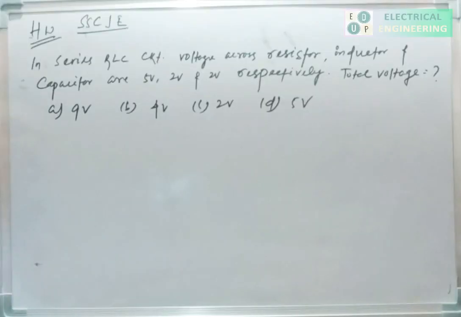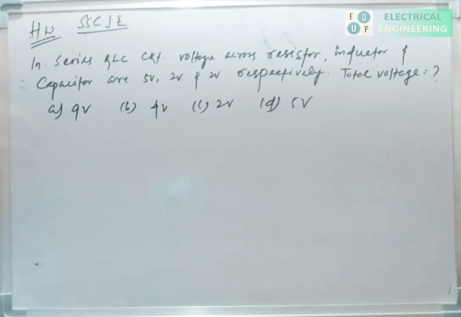So let's start today's session. Before that, let me solve the homework question of lecture 3 part 1 that is related to series circuit. Okay, so let us solve that first. The question was: in a series RLC circuit, the voltage across resistor, inductor and capacitor are 5 volt, 2 volt and 2 volt respectively. Total voltage is how much? A 9 volt, B 4 volt, C 2 volt, or D 5 volt.